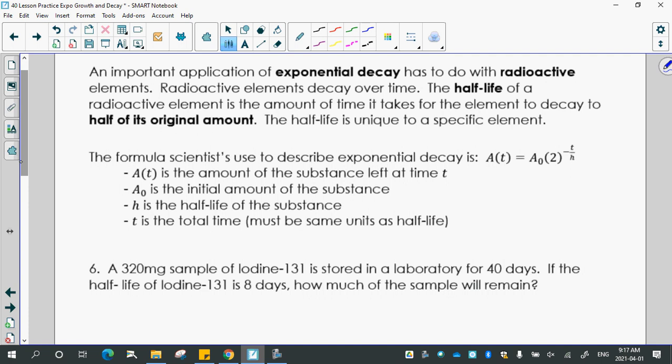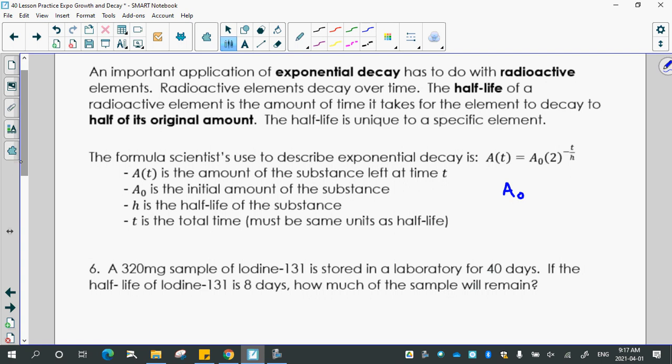Half-life is unique to the specific element. The formula scientists use to describe exponential decay, where half-life is involved, is A at t equals A sub 0 times 2 to the negative t over h. It looks like a complicated formula, but it's not that bad. So the meaning of the pieces: A at t is the amount left at time t, because we're always going to be decreasing. A sub 0 is written as A with a little subscript of 0, the same size as an exponent, only lower. It's the initial amount of the substance.